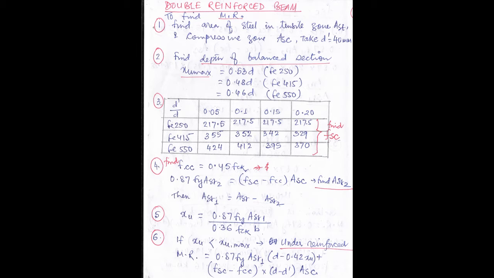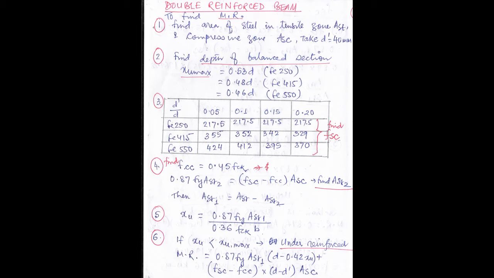Step number 3. Here I have given you one table. Let us see what the first row is. The first row stands for d dash by d. What is d dash? d dash is the clear cover, which you will assume as 40 if it is not given. What is d? d is the effective depth. You find the ratio of d dash by d, and these values are given horizontally along the row: 0.05, 0.1, 0.15, 0.20.